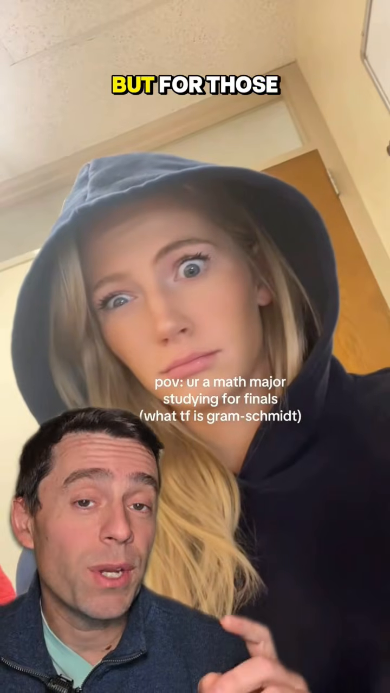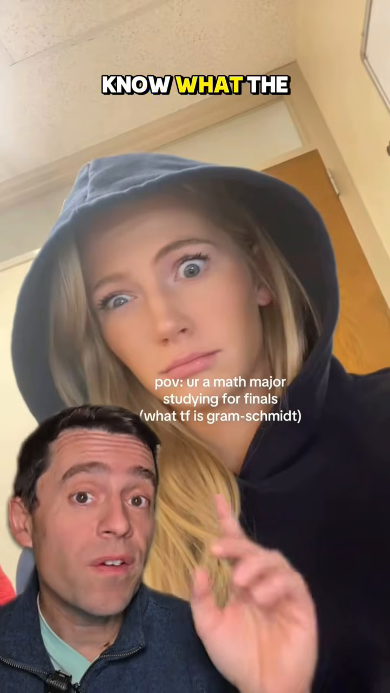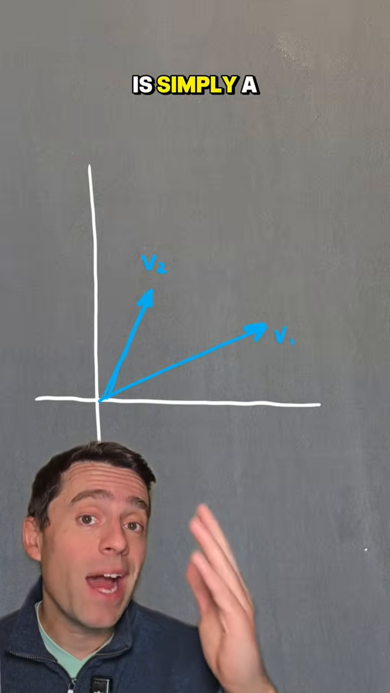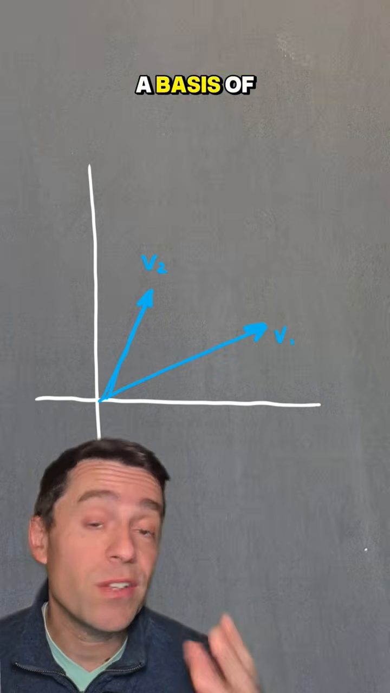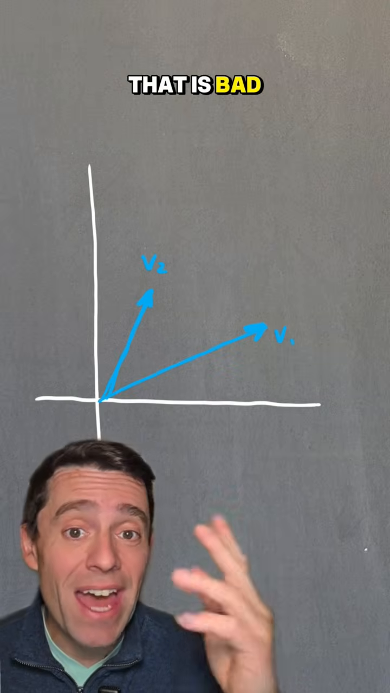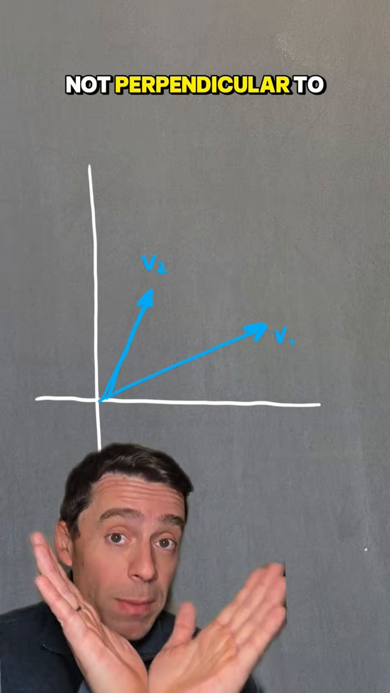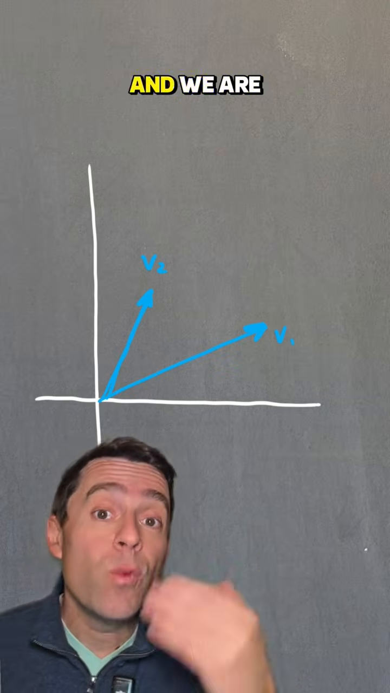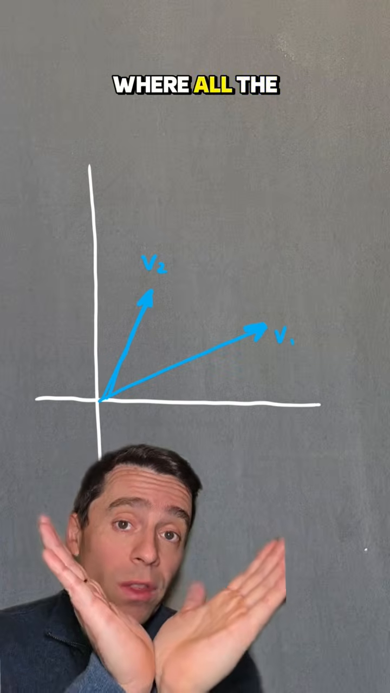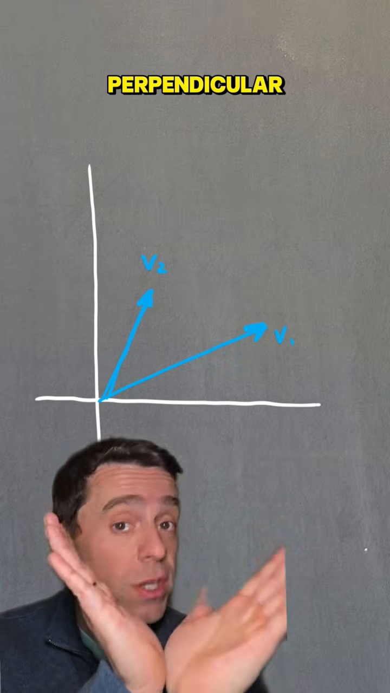I think she knows, but for those who do not know, what is the Gram-Schmidt process? The Gram-Schmidt process is simply a way to improve a basis of a vector space. So we are given a basis that is bad in that the vectors are not perpendicular to each other, and we are going to construct a new basis for the same vector space where all the vectors are orthogonal, perpendicular.